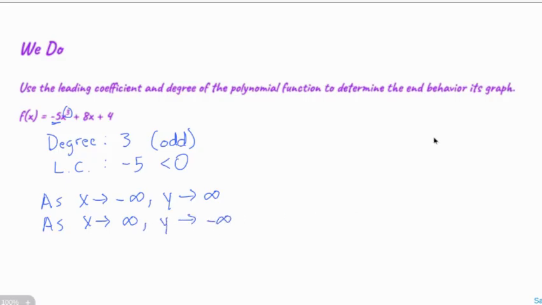Let's again get a visualization of what that would look like. So x goes to negative infinity, that'd be left. Y is going to positive infinity, that's going up. As x goes to the right, positive infinity, y goes to negative infinity, which is down. So that's down like this. Again, we know the ends will look something like this. Again, we can fill in the details later, but that's what that would look like.